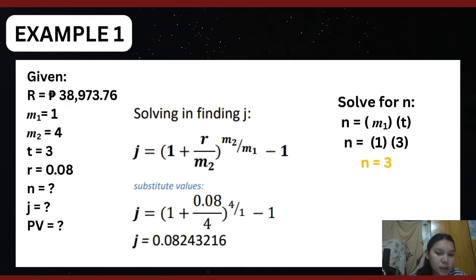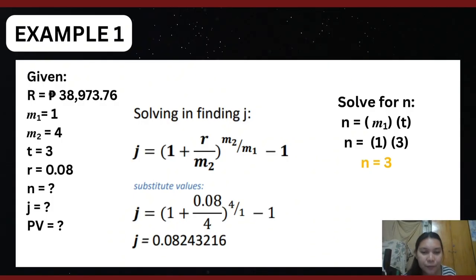So we're using the formula j is equal to the quantity of 1 plus r over m sub 2 raised to m sub 2 over m sub 1 minus 1. So we need to substitute all the values. So j is equal to 1 plus 0.08 over 4 raised to 4 over 1 minus 1. So we get the result of 0.08243216.